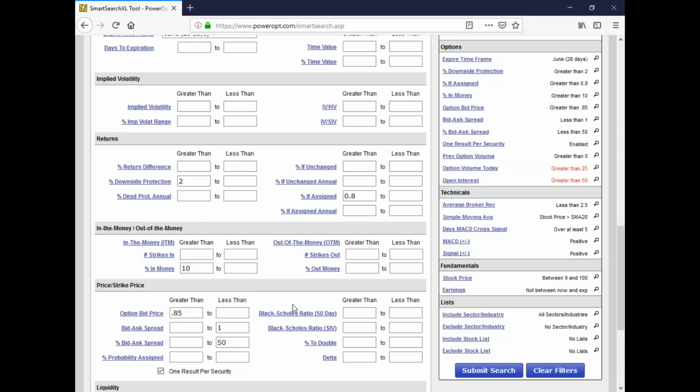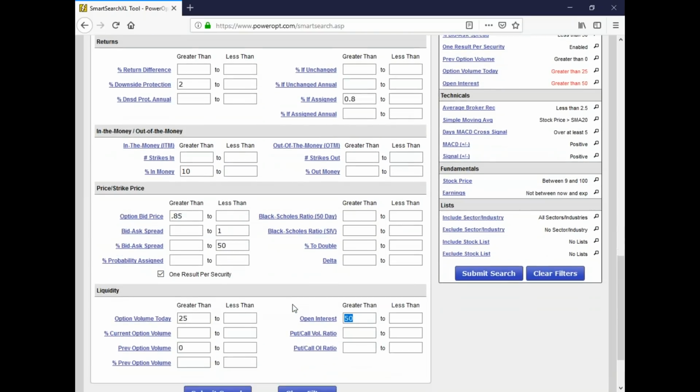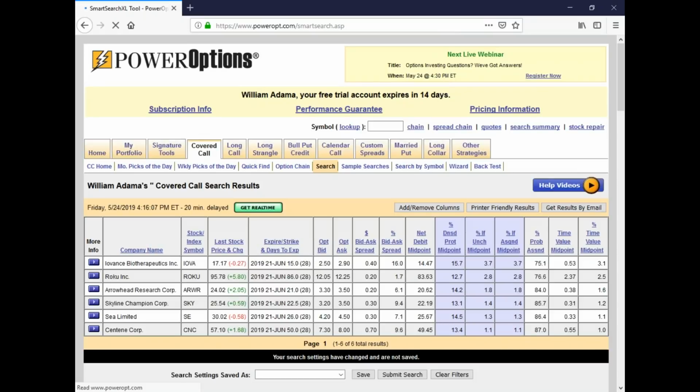It's a follow-up question: will looking for a high volume or high open interest limit wide bid-ask spreads? Not necessarily. Okay, let's take a look. This is a lower volume and open interest. It's the minimum that we suggest, 5 times the volume, 10 times the open interest. But let's just submit this search here.